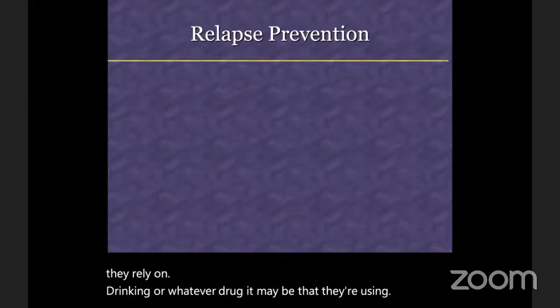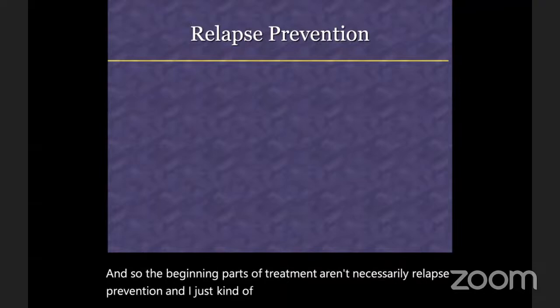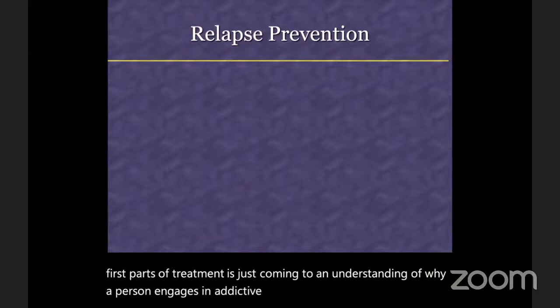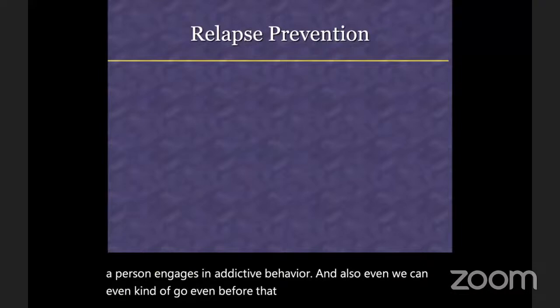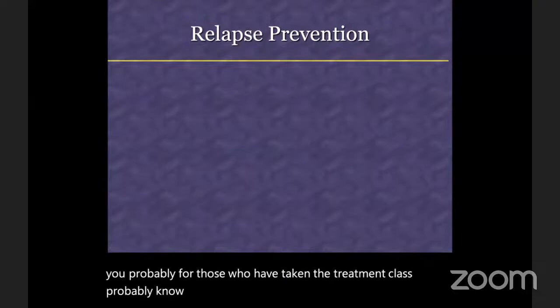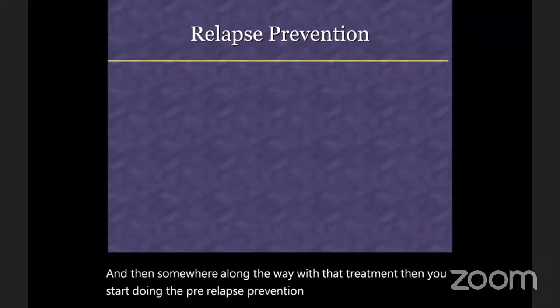And so the beginning parts of treatment aren't necessarily relapse prevention. And I just kind of want to make this clear, that the first parts of treatment is just coming to an understanding of why a person engages in addictive behavior. And we can even go before that point and talk about detox. As those who have taken the treatment class probably know, it's detox treatment. And then somewhere along the way with that treatment, you start doing the pre-relapse prevention type of group.